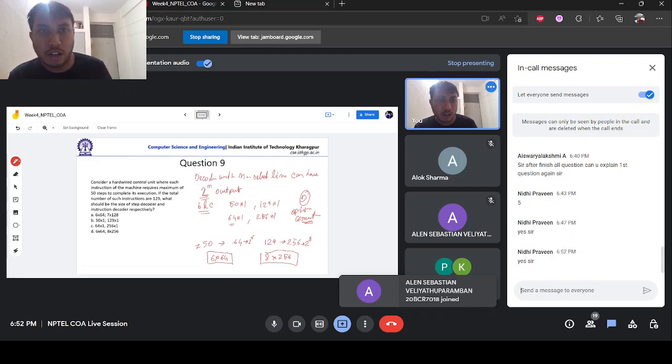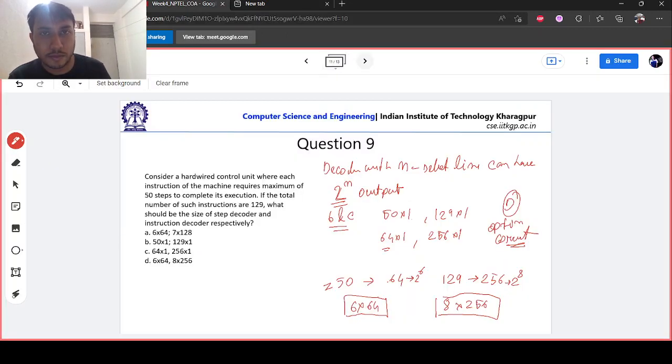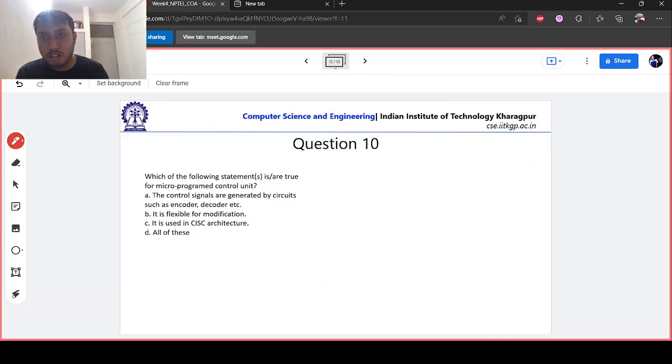Okay, so let's go to the last question. Which of the following statements is or are true for microcontrol unit? Option A is control signals are generated by circuits like encoder or decoder. Option B is it's flexible for modification, and option C is it's used in CISC architecture. If you have gone through the theory, the correct answer will be B and C.